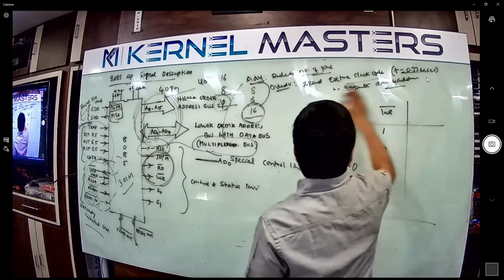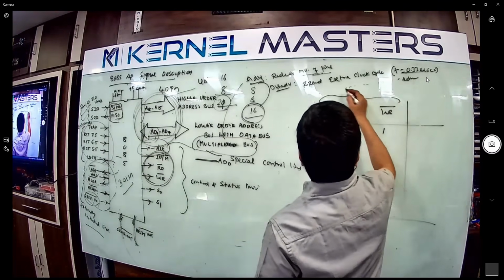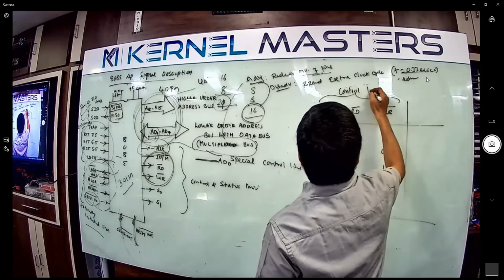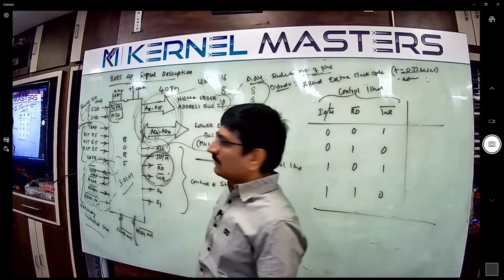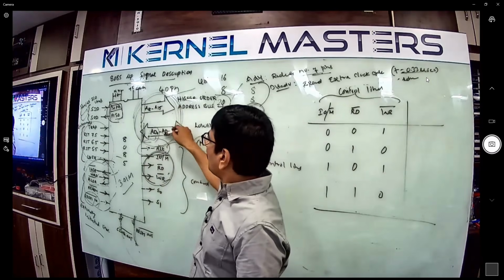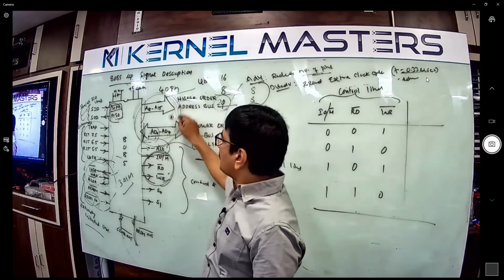The three are called what? The control lines, the control bus. Correct or no? The address bus, the data bus with multiplexing, and the control lines. The address lines, data lines, control lines.